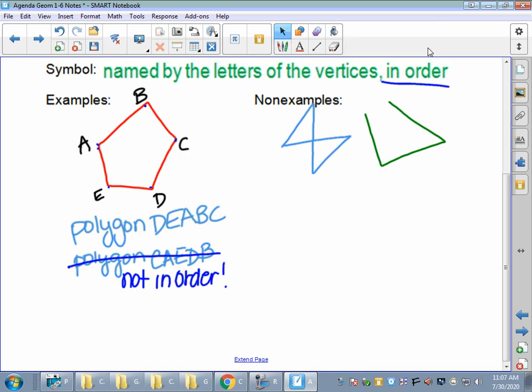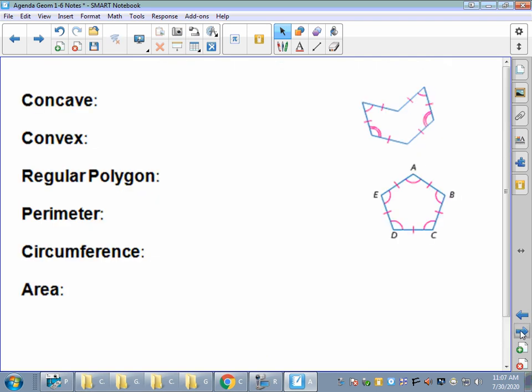That's going to come in handy later when we get into other types of polygons. And if I just give you a word problem, you have to know how to name that. So polygons. And then we've got some things that go along with them. So what types of polygons? How are they drawn? What do they look like?